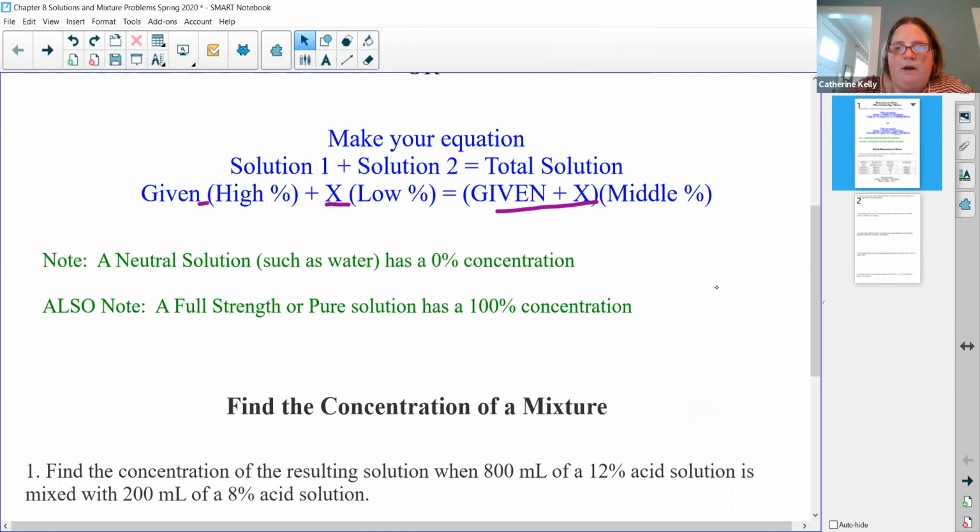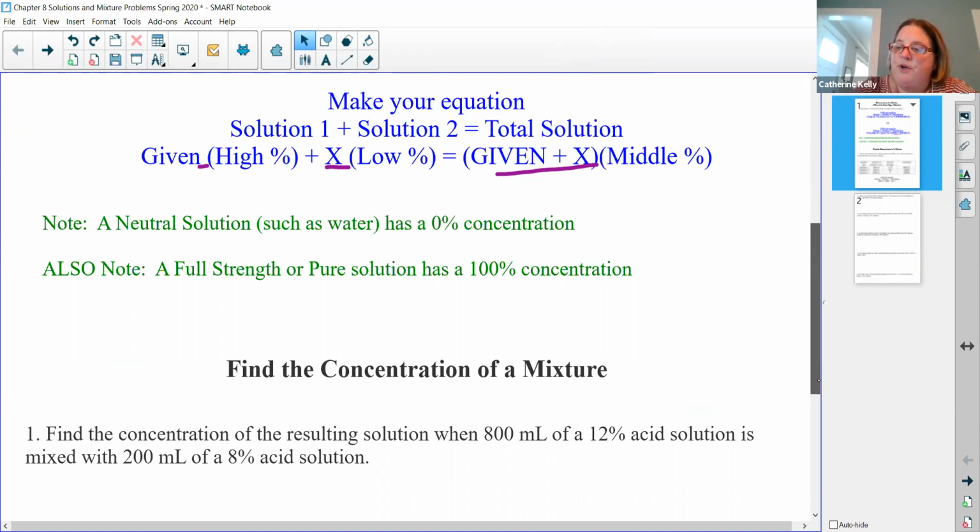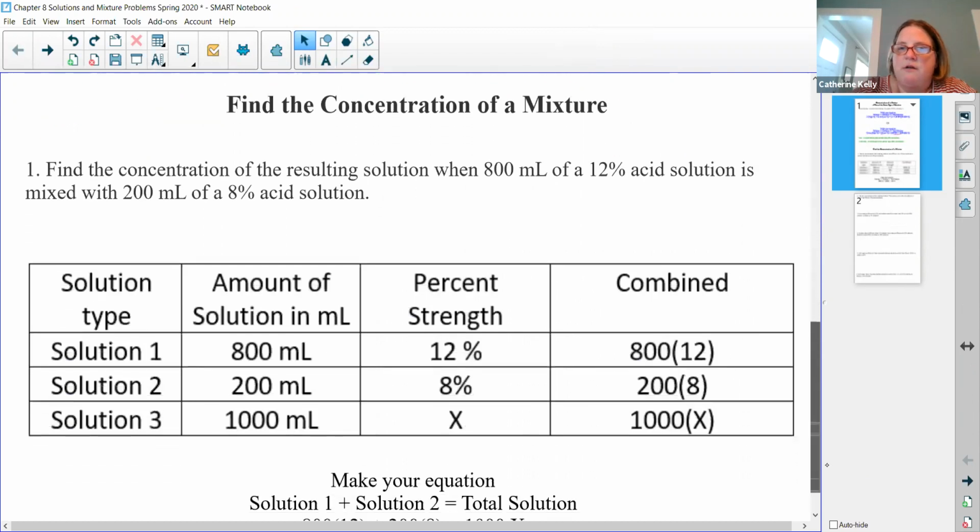So what does that mean? Note, a neutral solution, such as water, has 0% concentration. A full strength or pure solution is 100%.